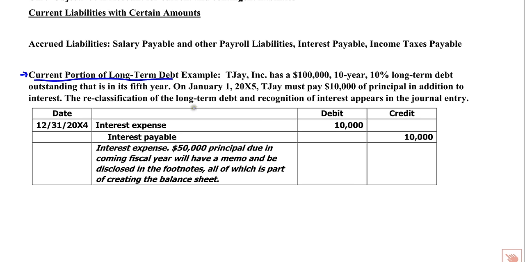All right. So this company has 100,000, 10-year, 10%, long-term debt. It's in its 5th year. In the 5th year, they have to pay down $10,000 of principal in addition to the interest. So that would be on January 1 of 2005. So they'll still have the interest expense and interest payable as usual, and there's no new payable because you have a note payable already, but you'll have to take $50,000 of that principal, and there'll be a memo entry, which will be disclosed, and the current portion also will be disclosed in the footnotes. But you will in fact reclassify $50,000 of the note payable into current liabilities.